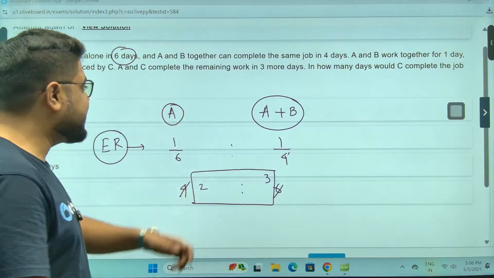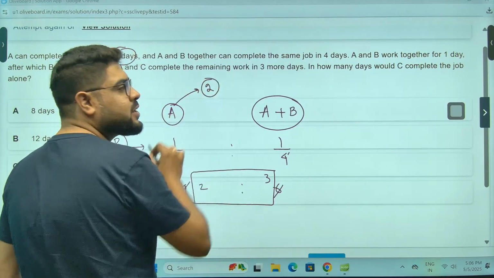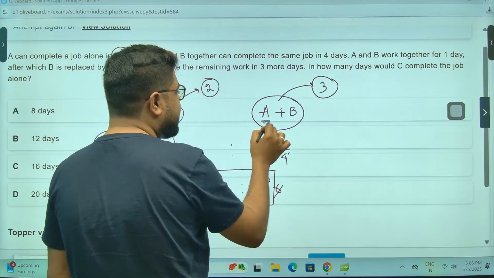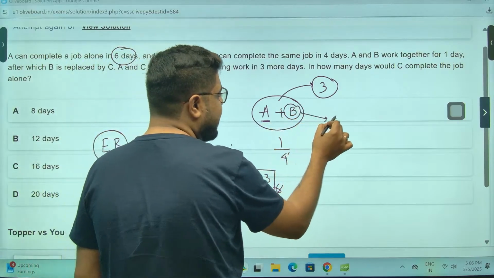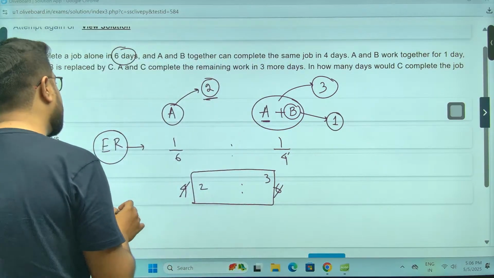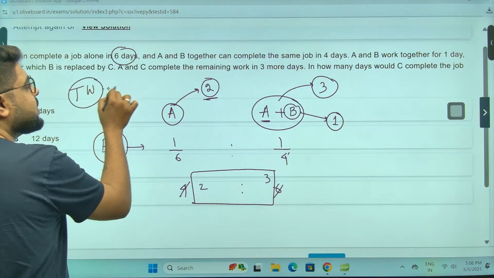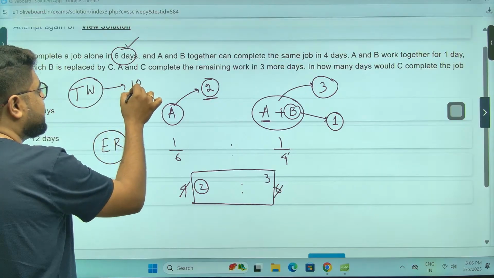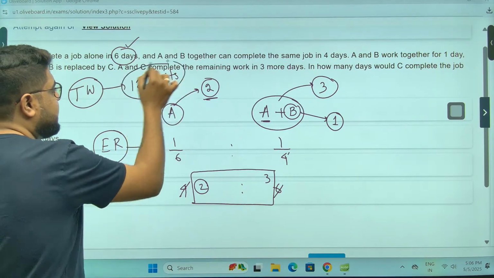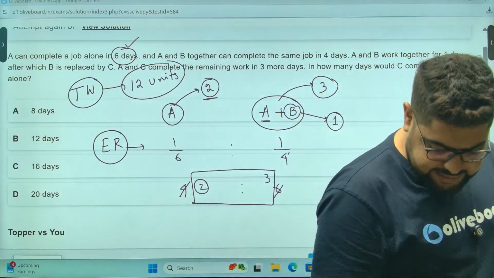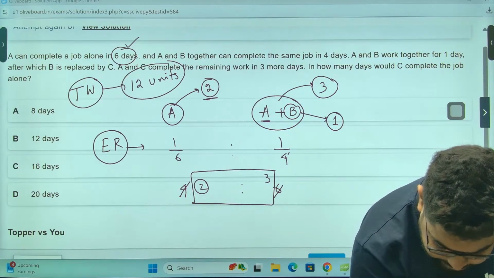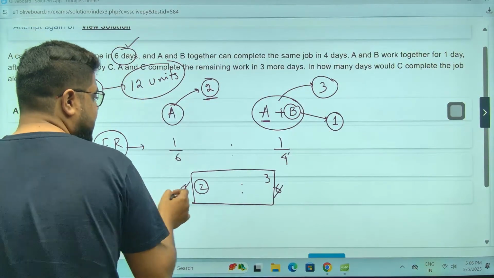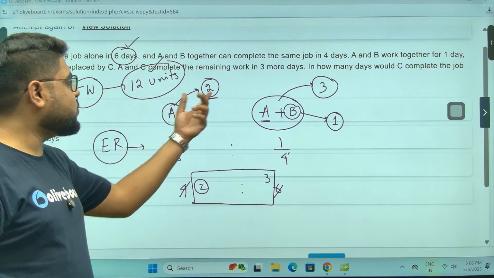Please understand. That means A in 1 day is doing 2 units of work. A plus B in 1 day are doing 3 units of work. Out of 3 units, A is doing 2 units, so B's efficiency is 1 unit. Total work also we need to figure out. A is doing 2 units every day and taking 6 days, meaning 6 2s are 12 units. So total 12 units, A does 2 units, B does 1 unit.